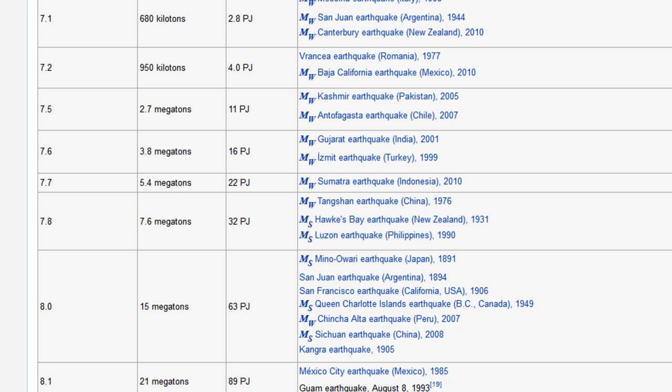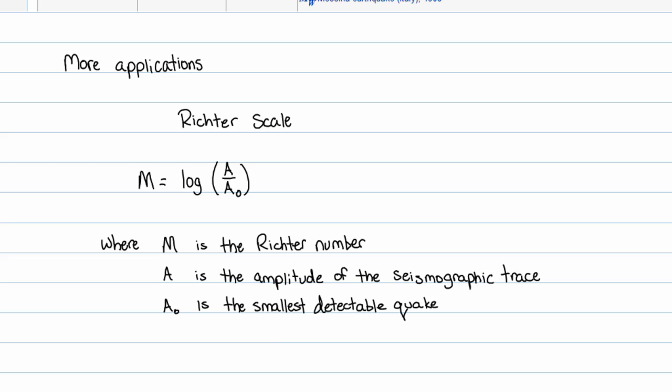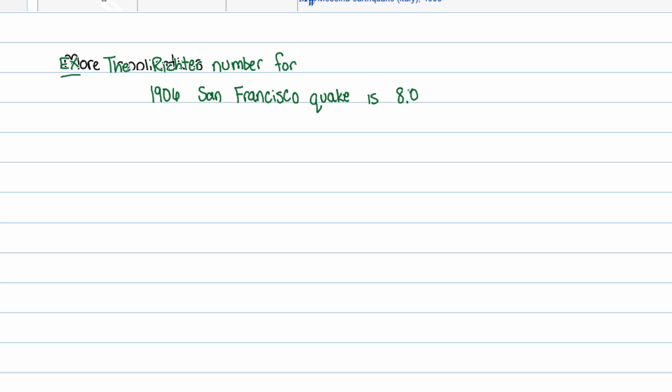So in these styles of problems, I really like to look up real data here. And so these are Richter numbers on the left-hand side for different earthquakes. And the one I'm interested in is the earthquake that occurred in San Francisco in 1906. It had a Richter number of 8. That was the Richter number. So let's go ahead and just mention that right here. I'm going to say the Richter number for the 1906 San Francisco quake is 8.0.